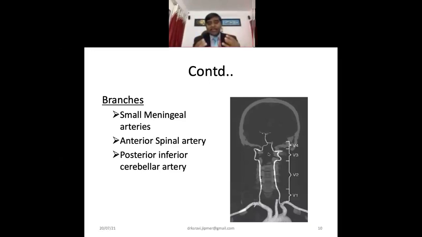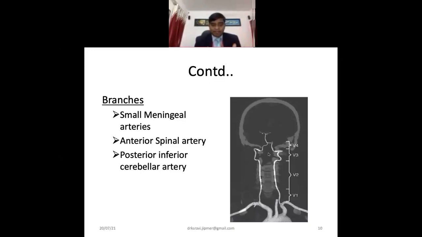The anterior spinal artery is a small branch which comes from the two sides, that is, from the right and the left vertebral artery. It descends in front of the medulla oblongata and unites with its fellow of the opposite side, meaning the right and left join together and form the anterior spinal artery, and it will descend into the anterior median fissure of the spinal cord. This anterior spinal artery will be supplying the anterior two-thirds of the spinal cord, which we will discuss when we cover the blood supply of the spinal cord.